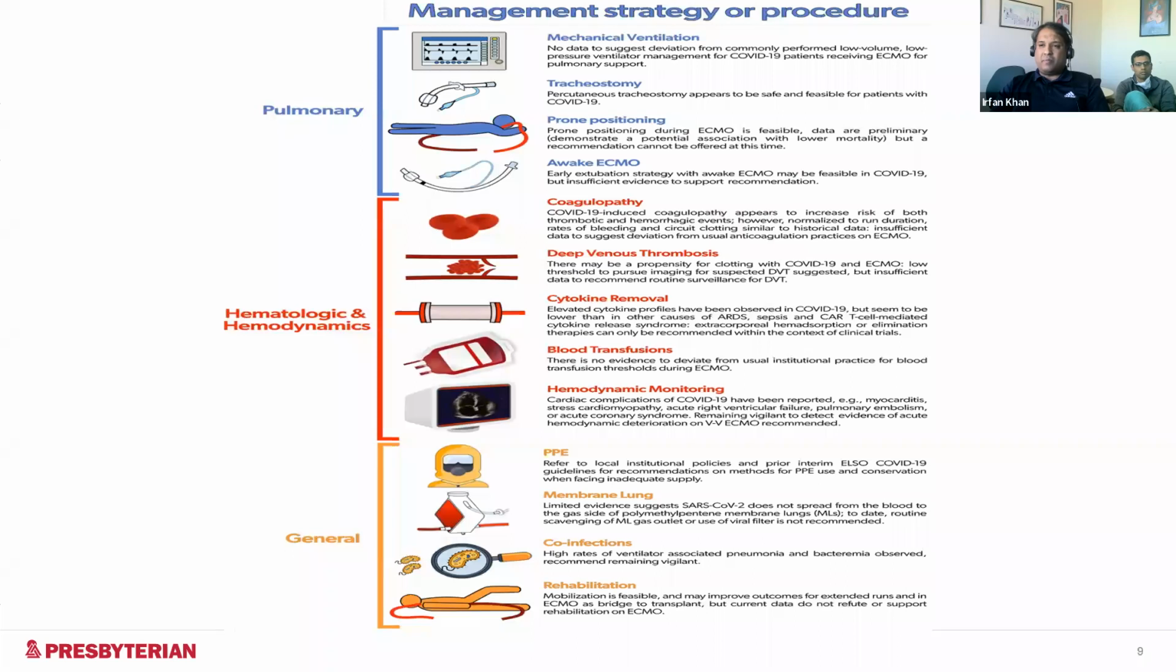Awake ECMO, again, this is something that I'm a big fan of because obviously patient participation is huge. Coagulopathy management, again, how do we manage clotting circuits? How do we monitor them, all that? Deep venous thrombosis, before going on ECMO, while on ECMO, you could get DVT that can cause essentially a PE and catastrophic issues. Post decannulation, you can have a clot that can, again, put a wrench in your plans. Cytokine removal, we just talked about. Blood transfusions, hemodynamic monitoring, PPE use, membrane lungs, again, whether they are involved in spreading of the virus, again, there's no data to support that.